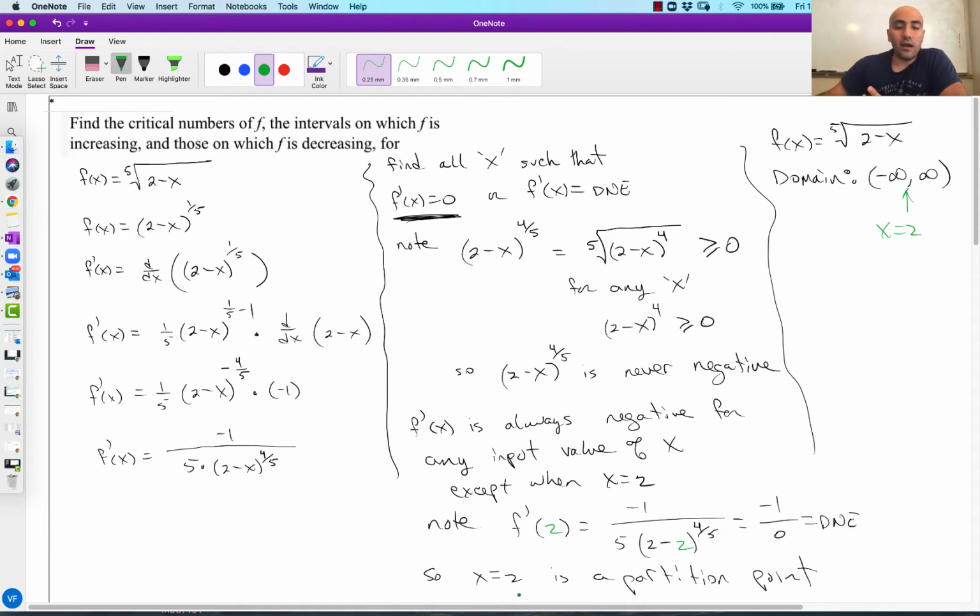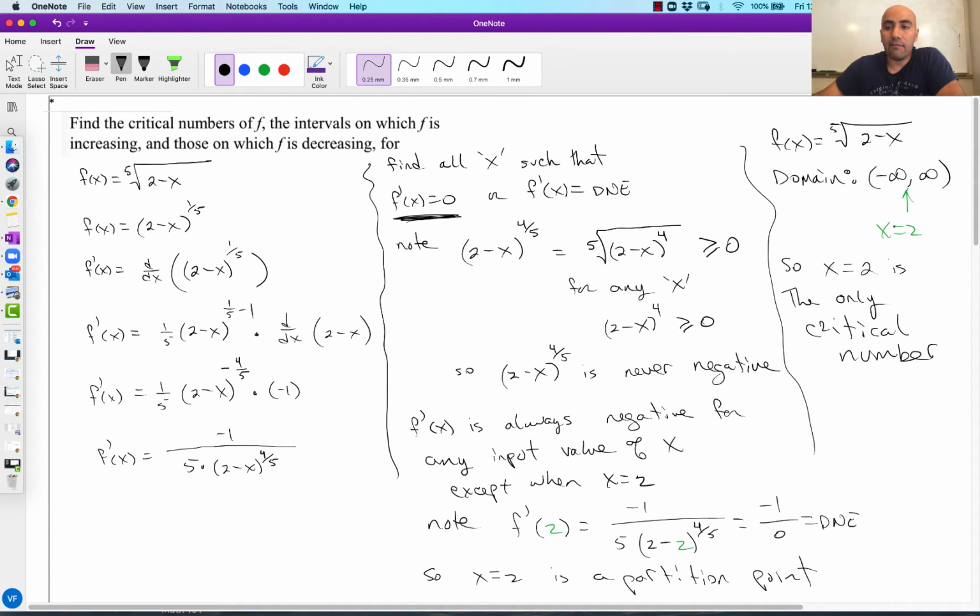So now I can upgrade that point to not be a partition. Now it's a critical number, and it's the only one. So x equals 2 is the only critical number.